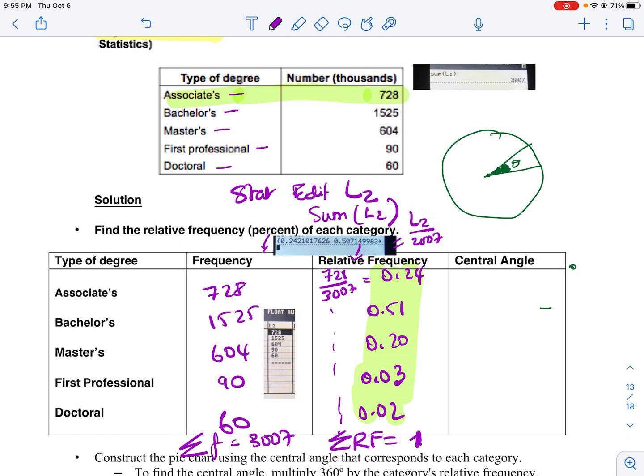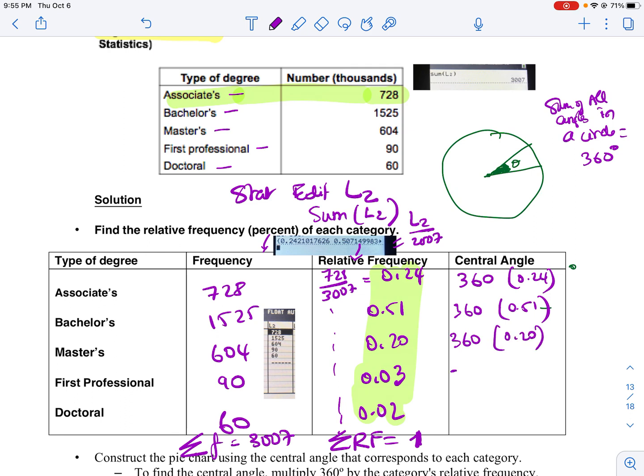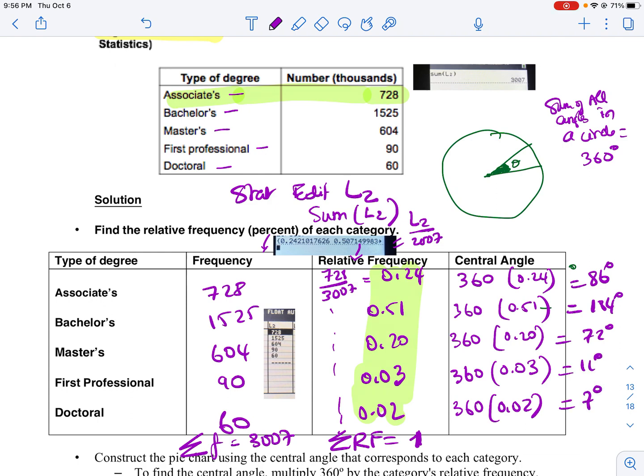For me to get the central angle, remember the sum of all angles in a circle is equal to 360 degrees. So if I want the degree of each central angle, I do 360 times 0.24, 360 times 0.51, 360 times 0.20, 360 times 0.03, 360 times 0.02. All right, once you do that, you're going to get 86 degrees, 184 degrees, 72 degrees, 11 degrees, and 7 degrees.